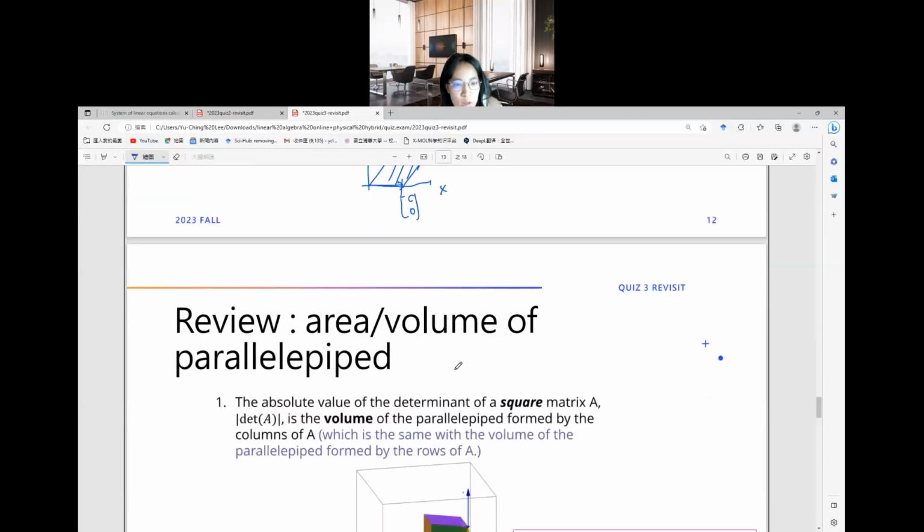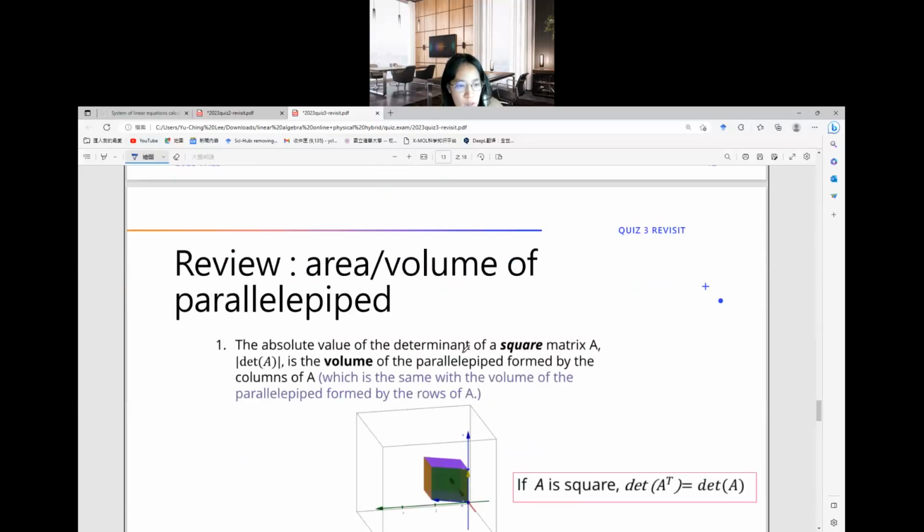So basically, we need to be familiar with the area and volume of a parallelepiped. We say that the absolute value of the determinant of A is the volume, or area, of the parallelepiped formed by the columns of A. And this will be the same as the volume of the parallelepiped formed by the rows of A. And volume is the word for a three-dimensional parallelepiped, but for a two-dimensional parallelogram, it becomes an area.